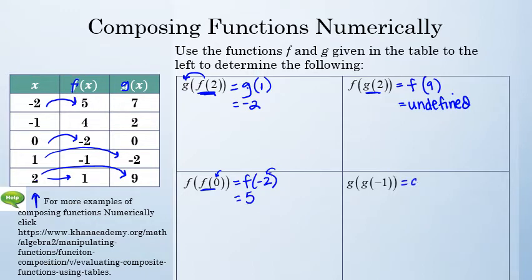Looking at g of g of -1, the first thing I need to do is figure out what g of -1 is. So when I input -1 into g, it outputs 2. Now I go back to g, and I'm inputting 2 in. When I input 2 into g, it outputs a 9.